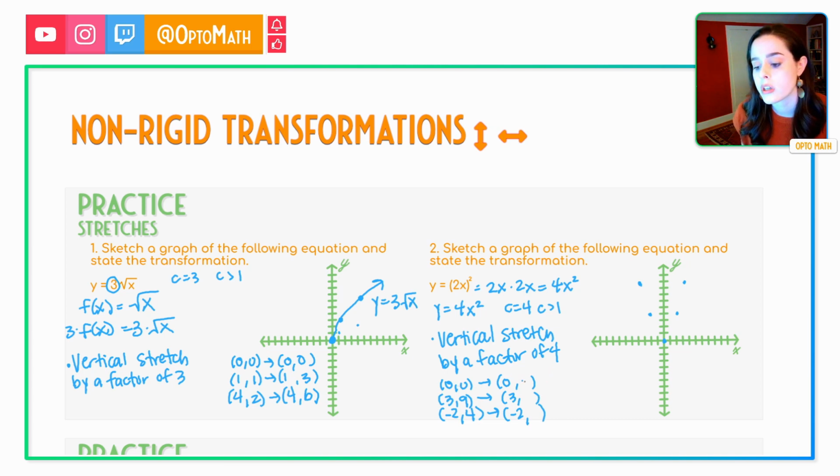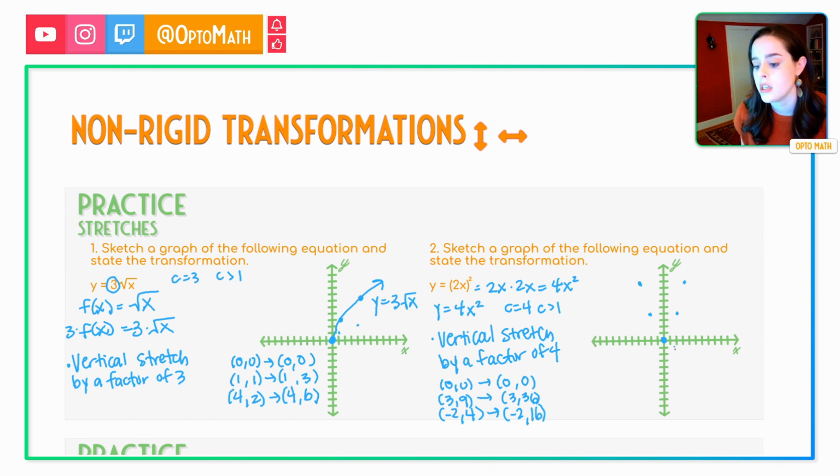So let's just multiply all these y values by 4. So 0 times 4 is 0. It's a nice thing about the origin. It usually stays the same, right? If for a stretch or a compression, it will, because multiplying 0 by anything will stay as 0. So 9 times 4 is 36. And 4 times 4 is 16.